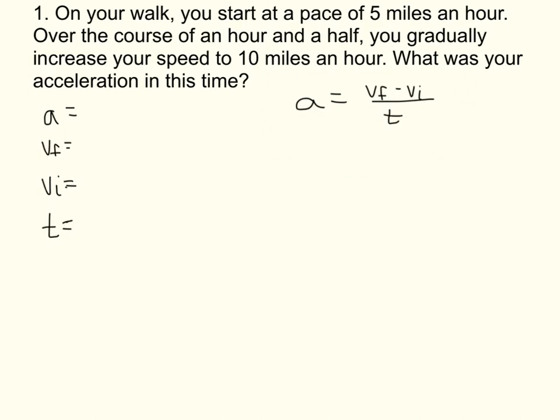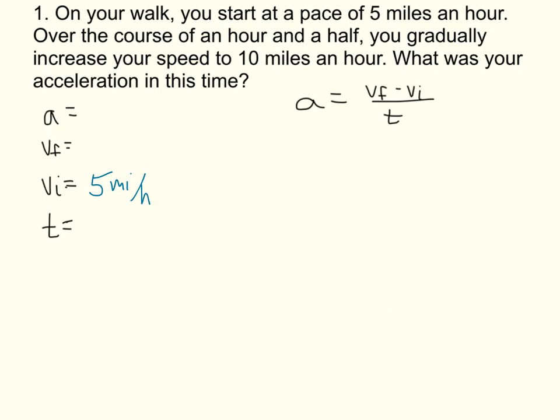So the very first thing we have here, we start at a pace of 5 miles an hour. 5 miles an hour is our initial velocity. That's the speed that we start out with. So initial velocity is v sub i at 5 miles per hour.